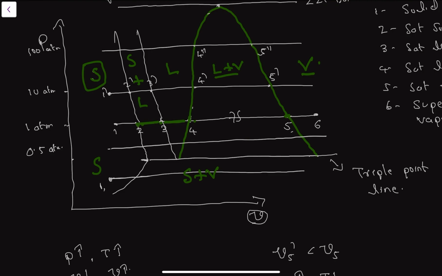So this is 0.00611 bar. Below this pressure, if you are heating it, the solid will be directly converted to vapor. This is called sublimation process. We will discuss about triple point in another lecture. So this is the general PV diagram. This is how you will show the different phases in a PV diagram.